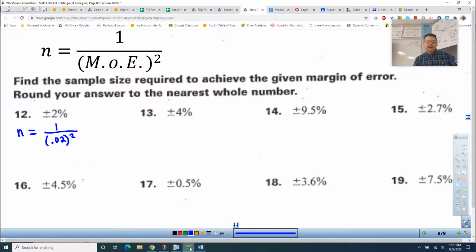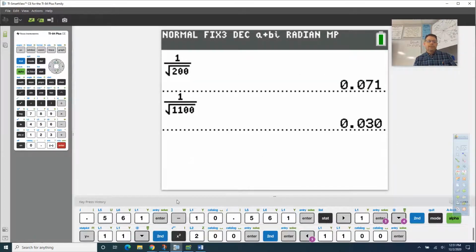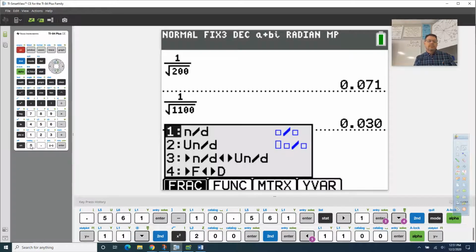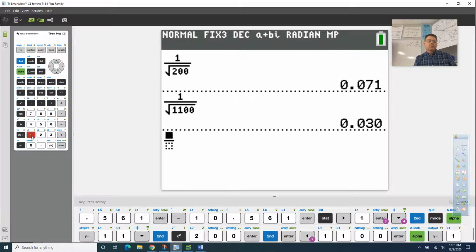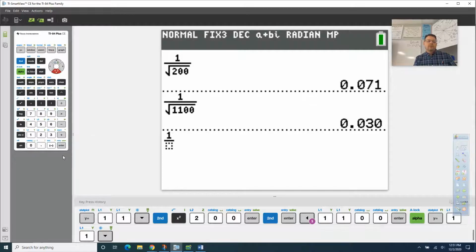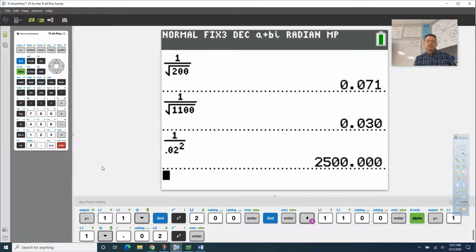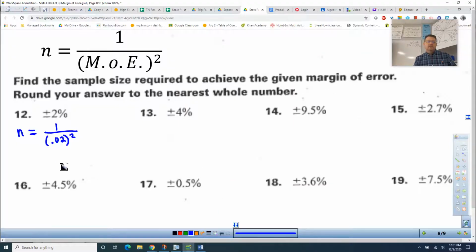So let's put that in our calculator real quick. One over 0.02 squared. Enter. 2,500. Okay, so our n is equal to 2,500 people. That's the deal. Okay, let's do one more here.